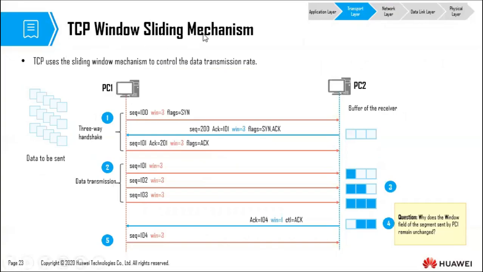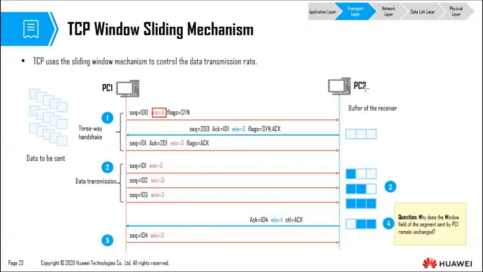Okay, so let's also try and understand how TCP achieves flow control. During the three-way handshake, as we are setting up the connection, one of the fields that we update is the window field. The window field. So we have PC1 and PC2.